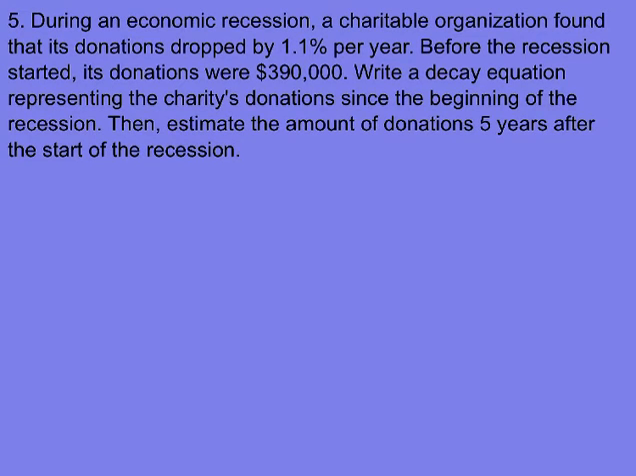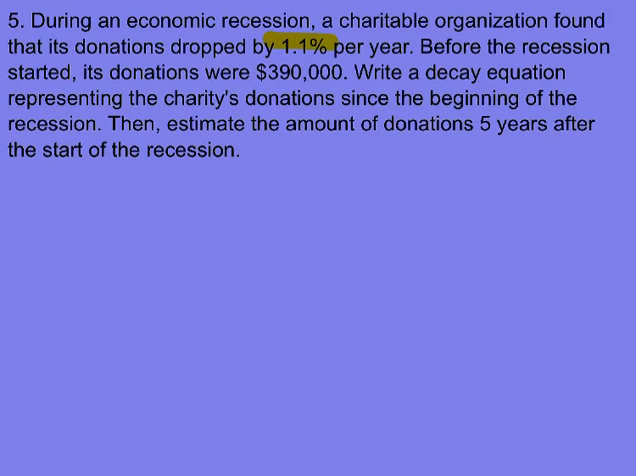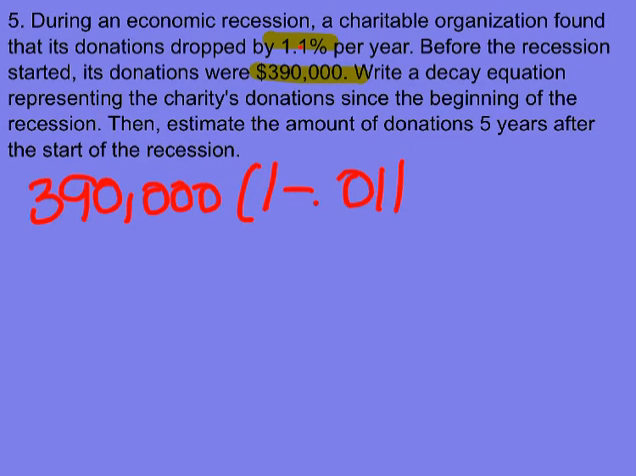It says, during an economic recession, a charitable organization found that donations dropped by 1.1%. Before the recession, here are our donations. So we're going to start, we have 390,000 times 1 minus 0.011, again, moving it left 2 places. Then we're going to take that and raise it to the x power.